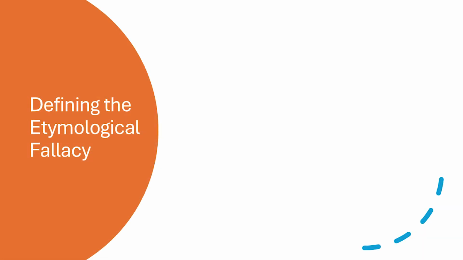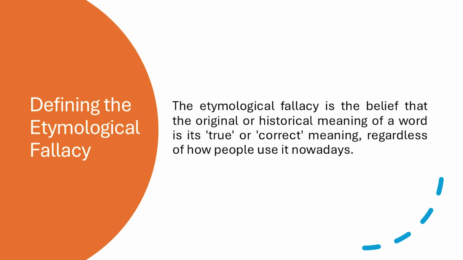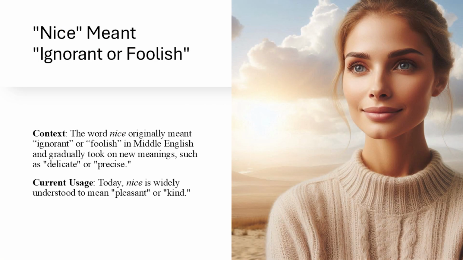Let me attempt a definition for the phrase etymological fallacy. The etymological fallacy is a belief that the original or historical meaning of a word is its true or correct meaning, regardless of how people use it nowadays. For example, some might say the word nice originally meant foolish in English, so using it to mean pleasant is wrong. Is that actually the case?